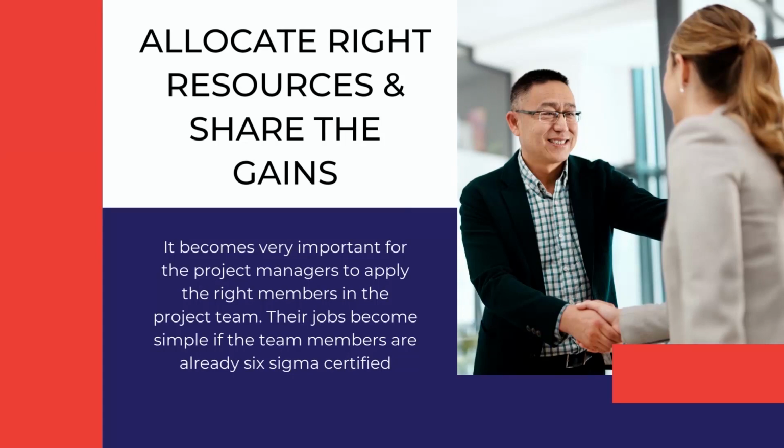Third is allocate right resources and share the gains. It becomes very important for the project managers to apply the right members in the project team. Their jobs become simple if the team members are already Six Sigma certified. In addition, it helps the project managers easily assign them to monitor the project development process. They are already knowledgeable with all the tools and techniques of Lean Six Sigma. It recommends having a pull system because everything should be available when needed. It also recommends using it in conjunction with Lean Six Sigma's other tools to get better results. Finally, it says that allocating resources will help ensure they are used effectively.